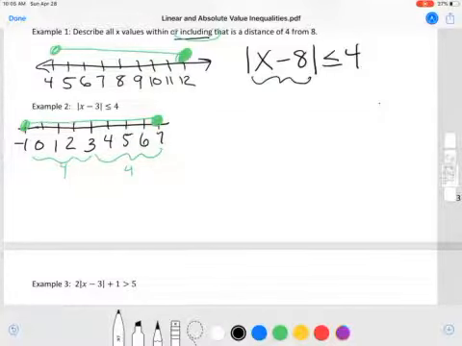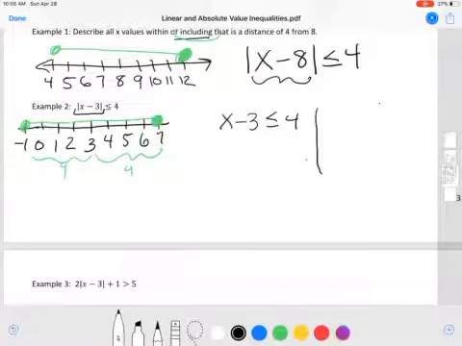Now, if we want to solve this algebraically, the way we would do this is we would first isolate the absolute value, which that is isolated, and then we're going to set up two separate inequalities. Okay, so the first inequality, we're going to take what's on the inside, which is the x minus 3, and write less than or equal to 4. The second inequality, what we're going to do is we're going to switch the direction of the inequality sign and then change the sign of the number that's on the right. And then we're going to solve each of those individually.